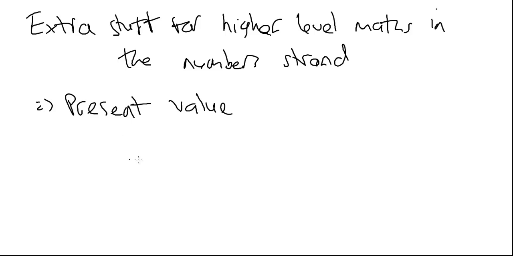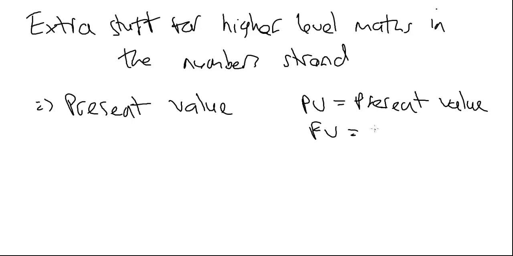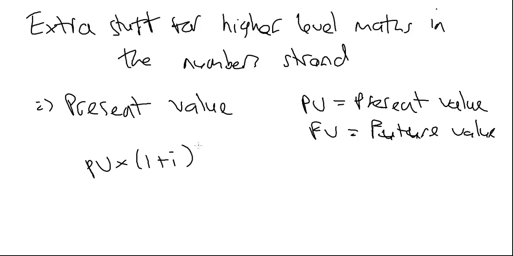This is very quick. The idea is that PV is the present value and FV is the future value, so the value at a later date. So if you have a certain amount of money now and you're making I% interest for n years, then you have FV, future value, amount of money at the end.